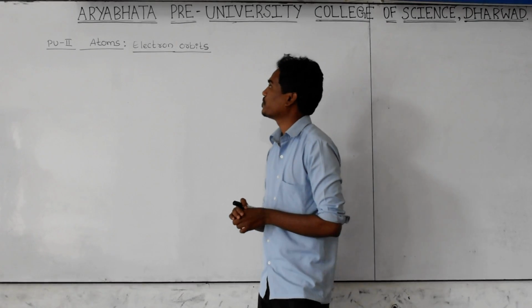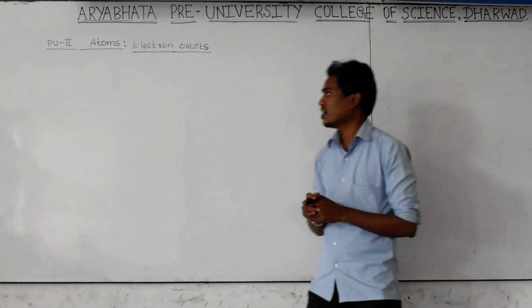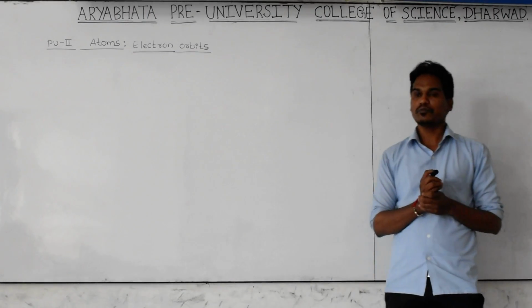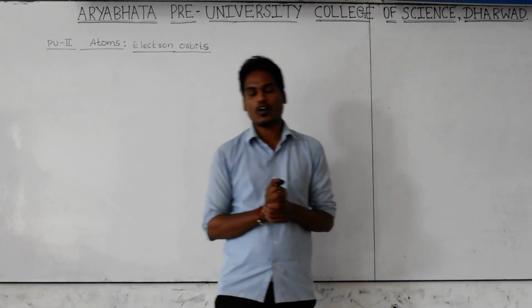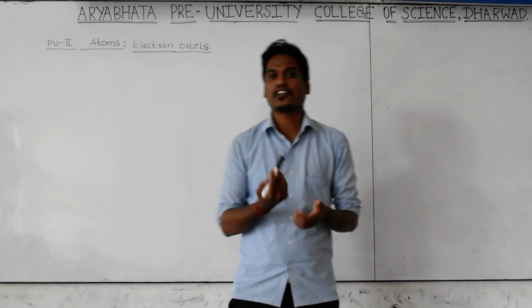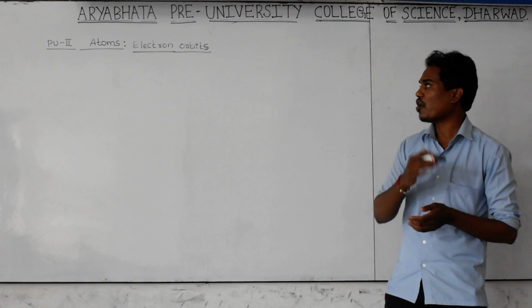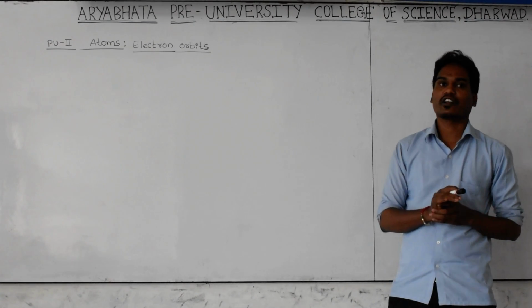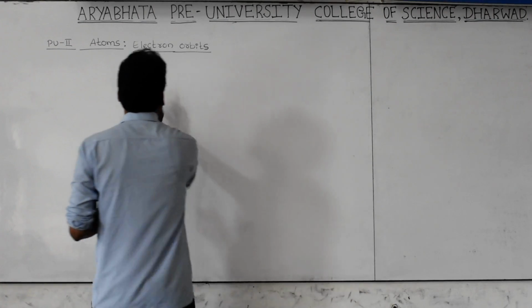Good morning, students. Today we will discuss electron orbits. As you know very well the structure of the atom, the nucleus is present exactly at the center and all the electrons are revolving around the nucleus. That is because of the electrostatic force of attraction. And here there is a concept, that is electron orbits.